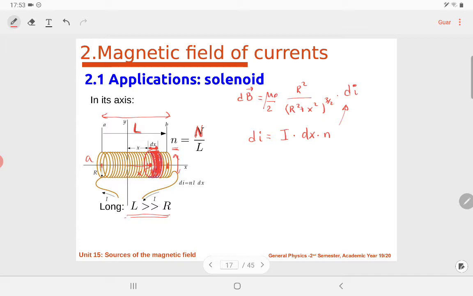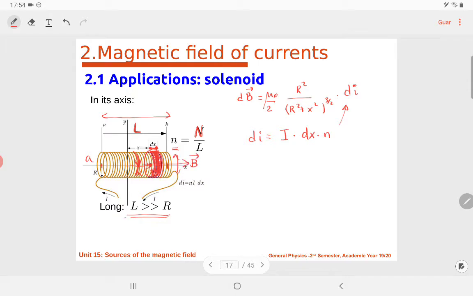Okay, this integral is a bit more tricky than the other one. You can follow the books easily to derive the integral. And the idea is that if the current is going in this direction, then applying your right hand, the magnetic field is going to go in this direction, okay?